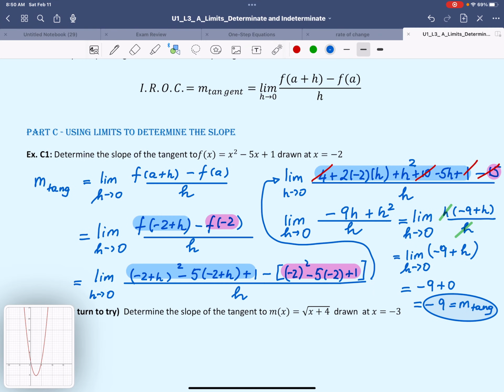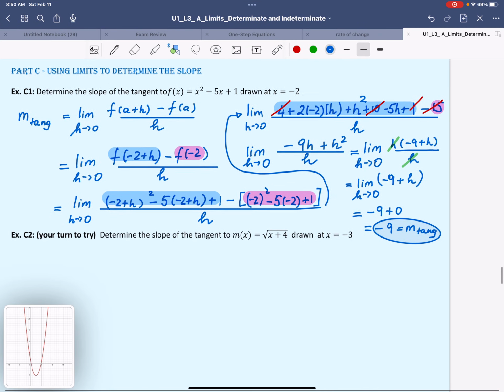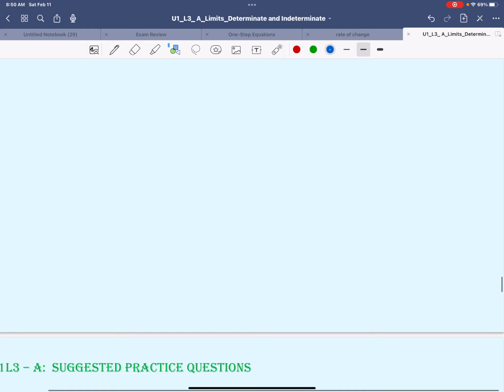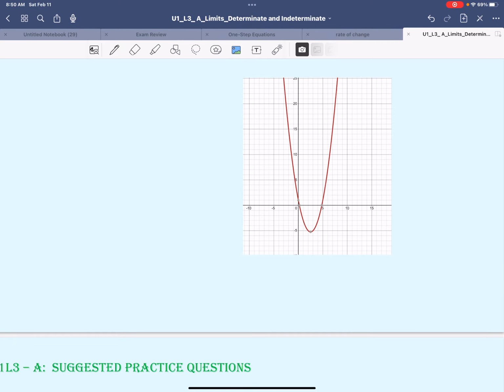So I'm going to bring this one here on the screen so that we can talk a little bit more about this. This is a graph of the function y equals x squared minus 5x plus 1, and we drew the tangent right at x equals -2. So we drew the tangent somewhere in here, and you can tell that this is quite steep and negative. So I'm going to extend this a little bit further.